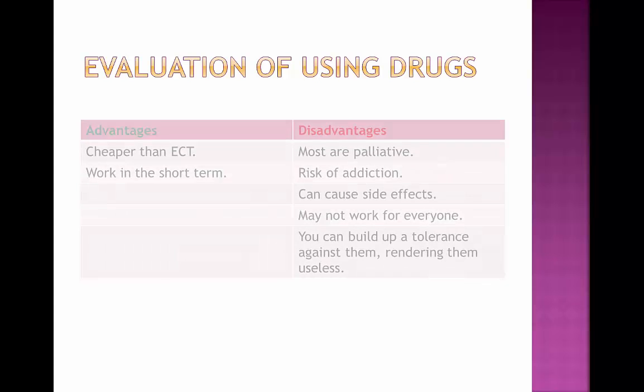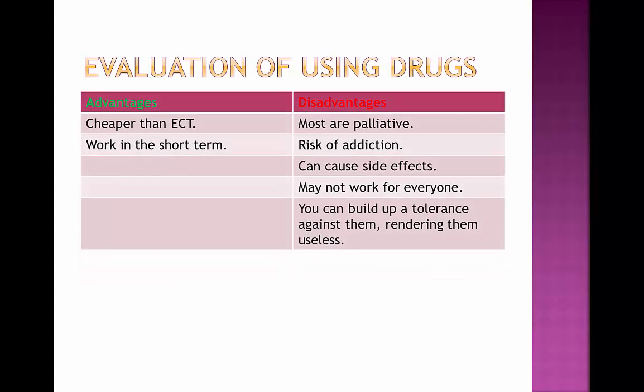Now we're going to evaluate the use of drugs in order to treat the biological conditions which are going to cause abnormality. The advantages of using drugs is that they're cheap, a lot cheaper than electroconvulsive therapy, and also they work in the short term. Electroconvulsive therapy takes ages to actually get going, and as a result, if you want to instantly cure yourself of perhaps an abnormality, the drugs are probably the best way to do it.